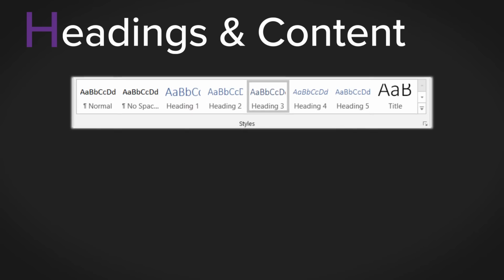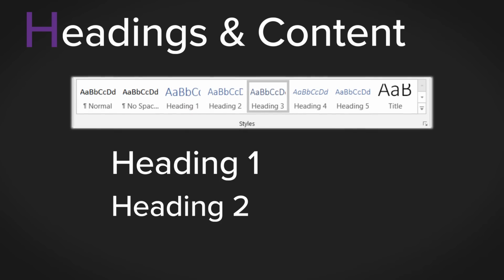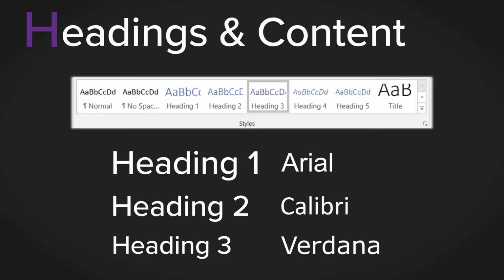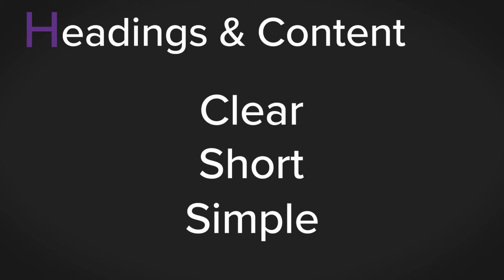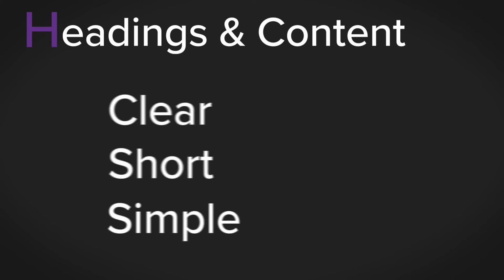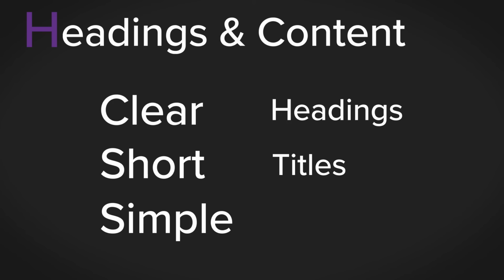H is for headings and content. Use heading styles in your documents, such as H1, H2, H3. This will help structure and organise your content. Use a simple font and follow the rules for colour we have already covered. Keep content clear, short and simple, putting information into smaller chunks using headings, titles and subtitles will all help.